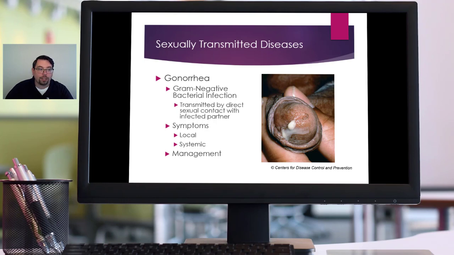Pelvic inflammatory disease often results after menstruation when the bacteria spreads to the cervix and then up the genital tract. Affected women are at an increased risk for sterility and ectopic pregnancies, along with abscesses within the reproductive structures.